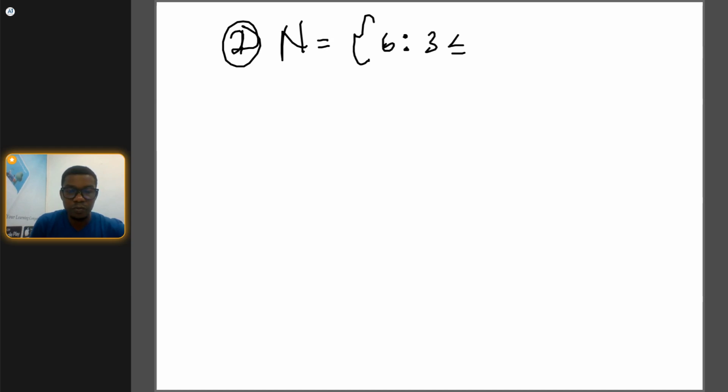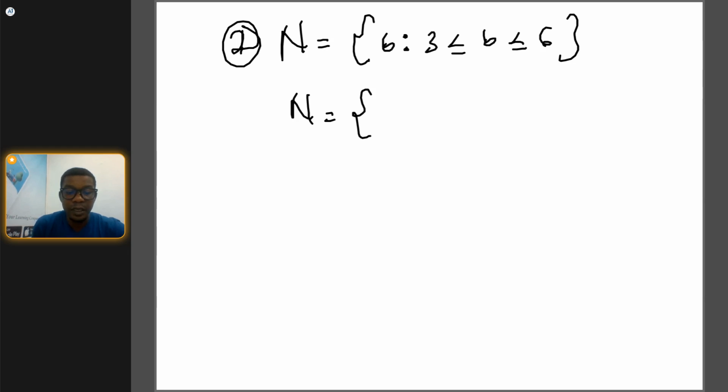So we have another range again to consider. We have question 2: the set B such that 3 is less than or equals to B less than or equals to 6. And we are asked to write the elements of this set. We are asked to write what? The elements of this set.